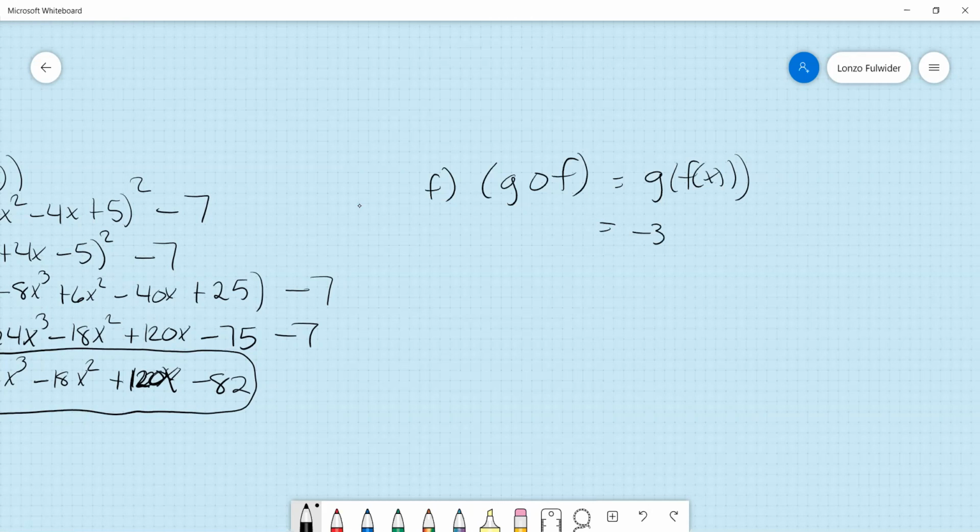Negative 3 times (3x squared minus 7) squared, minus 4 times (3x squared minus 7), and then plus 5. So when you FOIL this out, (3x squared minus 7) squared, this is what you're going to get: 9x to the fourth minus 42x squared plus 49.